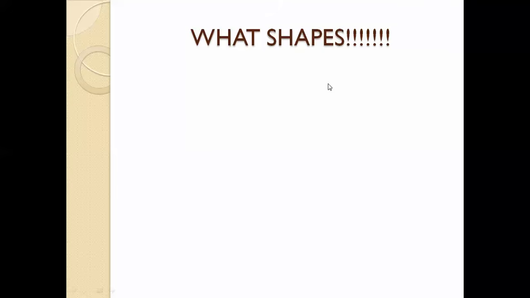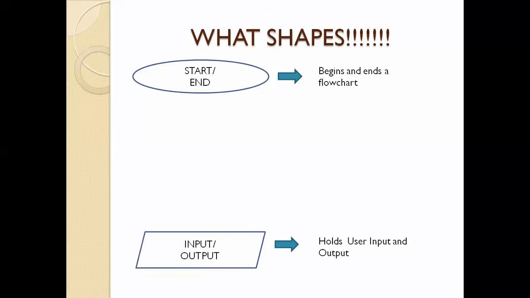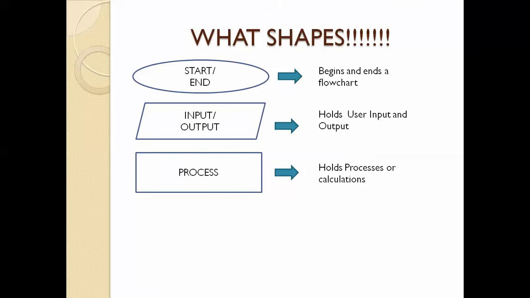So what shapes are we talking about here? So first we have an oval. The oval starts and ends a flowchart. Next, a parallelogram. It holds the input, or the user input, of the program we are charting, and the output of the program. Next is a rectangle. A rectangle holds the calculations or the processes our program has.